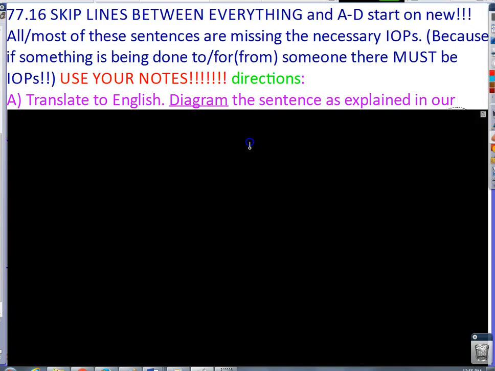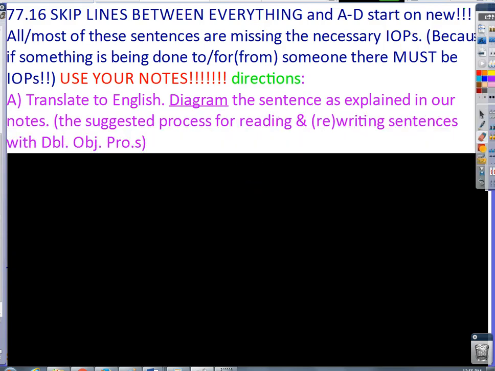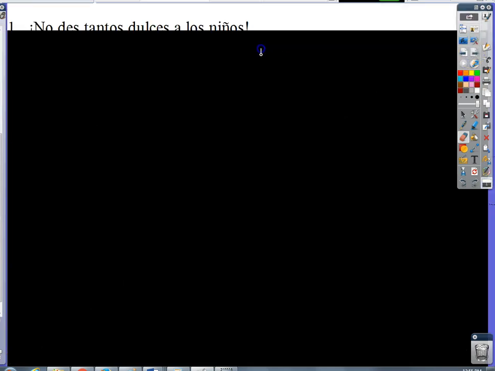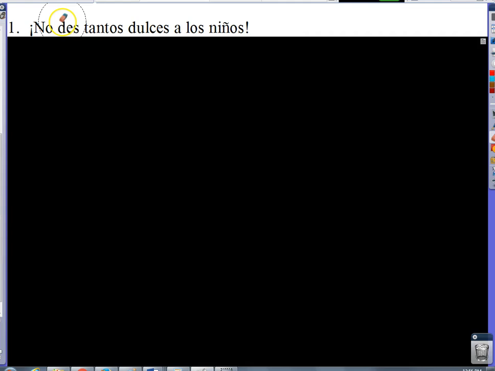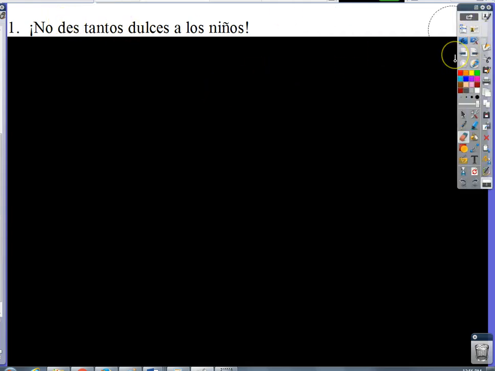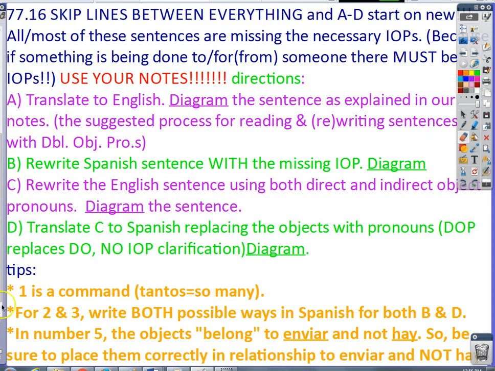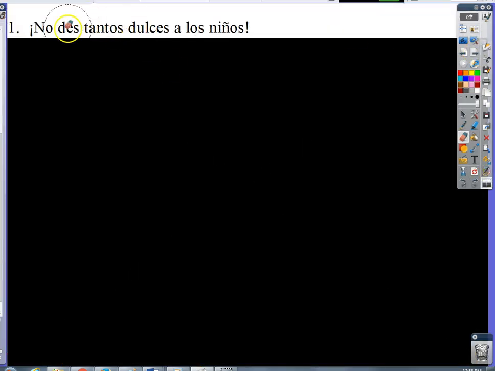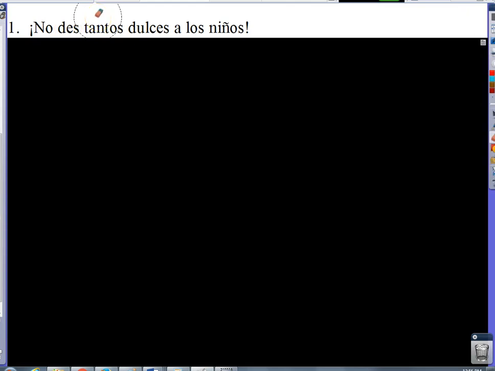Step 1, or 2, I can't think. Number 1, letter A, translate it to English and diagram the sentence. So if I look at the sentence that's given to me in the book, for number 1, it's this. I told you guys in my tips that number 1 is a command, and tantos means so many. So this is a negative command, and if I had to think of a verb that des could come from, I can only come up with one really short verb that starts with the letter D.